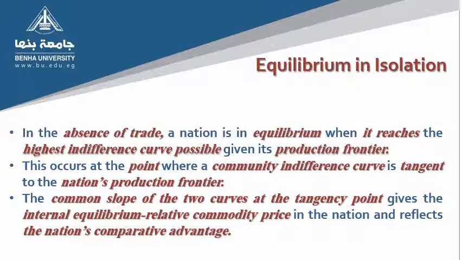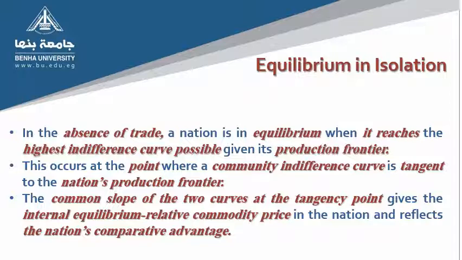Equilibrium in isolation. In the previous lecture, we discussed production frontiers, which illustrate the production or supply conditions in a nation. And we also explained community indifference curves, which reflect the tastes or demand preferences in a nation. Now, we will see how the interaction of these forces of demand and supply determines the equilibrium point, or point of maximum social welfare, in a nation in isolation. Isolation means absence of trade.